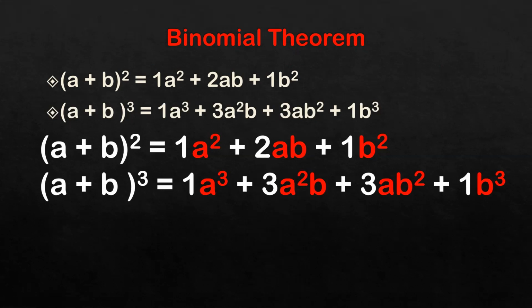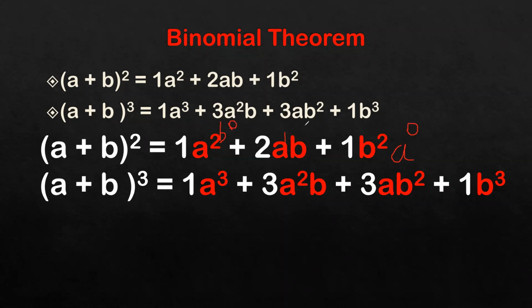Just have a look at the powers of all the alphabets. Here you can see a square. Next you can see a, and a single a can be written as a raised to 1. And here you cannot see any a, but I can write it as a raised to 0, because anything raised to 0 is 1. Similarly, what can you see about b? Here you cannot see any b. So can I say here I can write b raised to 0?